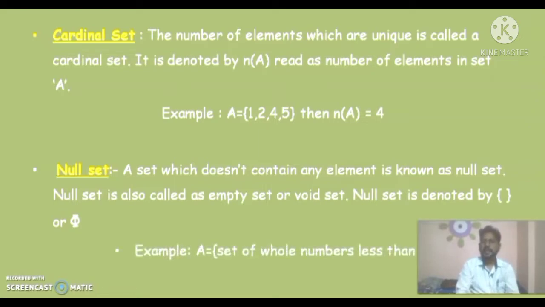For example, A is equal to the set of whole numbers less than 0. I have taken a simple example here: a set of whole numbers which are less than 0. The whole numbers less than 0 do not contain any element. So therefore A is equal to the null set, or phi.